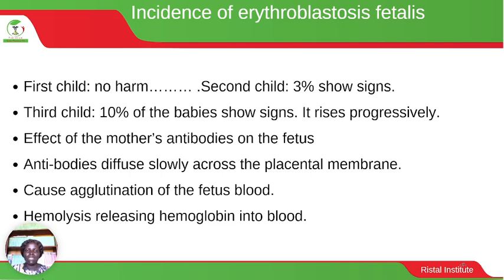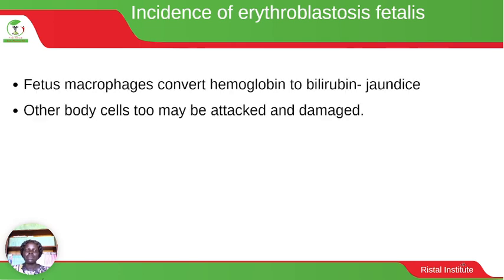So the effect of the mother's antibodies on the fetus: antibodies diffuse slowly across the placental membrane and then cause agglutination of the fetus blood, hemolysis, and end up releasing hemoglobin into the blood. So fetus macrophages convert hemoglobin to bilirubin, and because of that the fetus ends up becoming jaundiced. Other body cells too may be attacked and damaged, and in most cases, the fetus can end up dying in the womb.